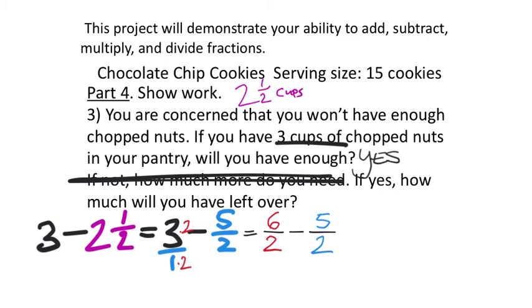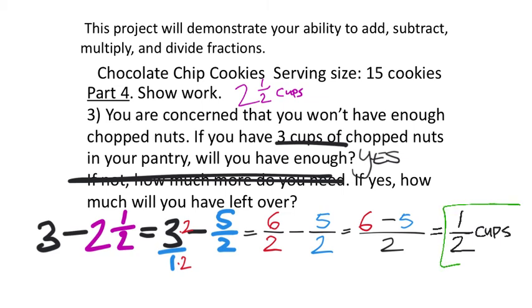And now we need to subtract those two numerators. Of course, the denominator is still 2. So now we got 6 minus 5 in the numerator. And 6 minus 5 is 1. The denominator stays the same as 2, and so this would be how much leftover chopped nuts you would have if you had 3 cups in the pantry and having used 2 1/2 cups in the bread and the cookies.